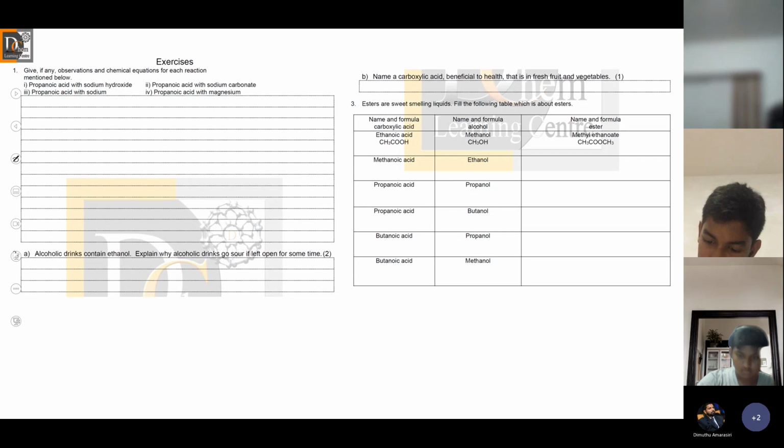Citric acid, carboxyl. Citric acid. Citric acid, carboxylic acid, yes.